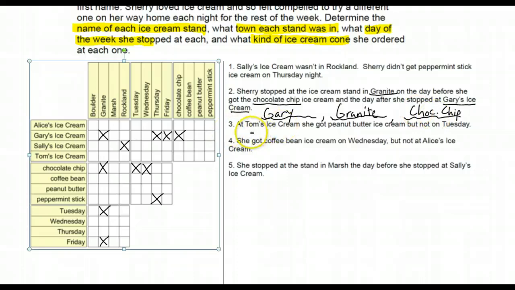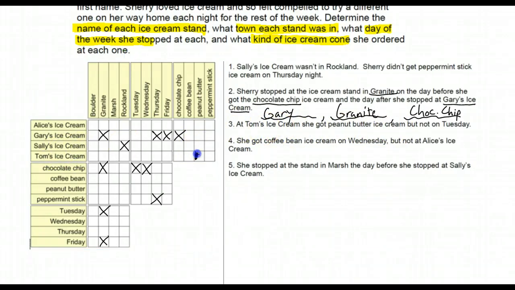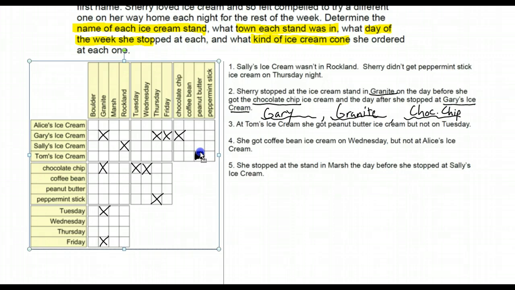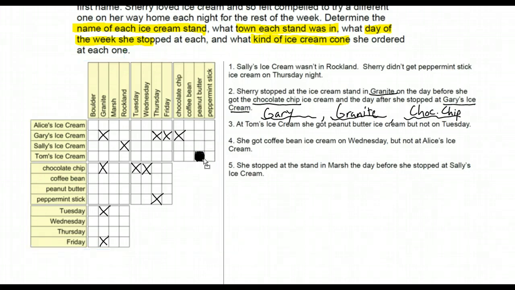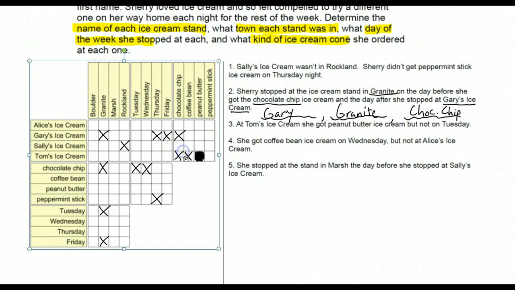And the third clue, Tom's ice cream. At Tom's ice cream, she got peanut butter ice cream. That means that Tom is the peanut butter. So I'm going to mark that solid. And since I know that that has to be true, she can't get any other flavor at Tom's. So I'm going to mark X's there. And we also know that peanut butter cannot be at any other place. So anytime we know something is true, we can mark above and below it, and to the left and to the right.